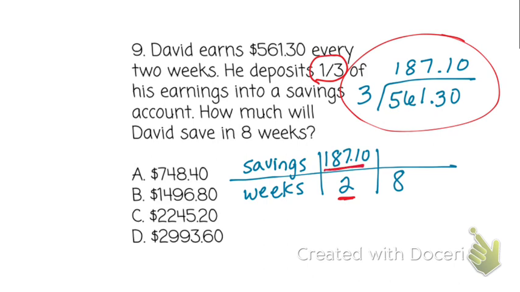But I need to figure out how much he saves over 8 weeks. I'm not going to multiply by 8 because that was for 2 weeks. I'm going to multiply by 4. And whatever I do to the bottom, I do to the top. So $187.10 times 4 is $748.40.